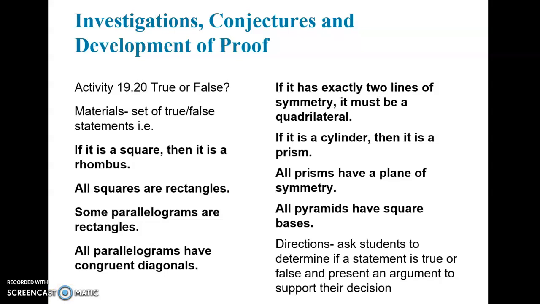For example, if it is a square, then it is a rhombus. True. A square can be a rhombus because they are both parallelograms and all the sides are the same. Also, if you rotate a square, then it becomes a rhombus. If it is a pyramid, then it must have a square base. False. To be a pyramid, it does not have to have a square base. I think this because there can be triangular pyramids too.